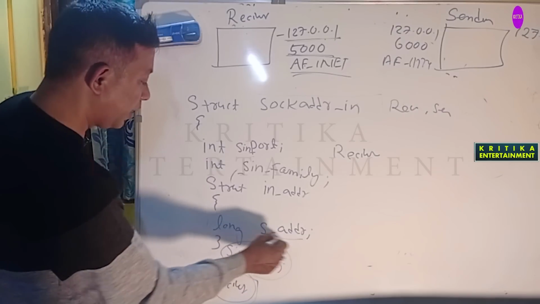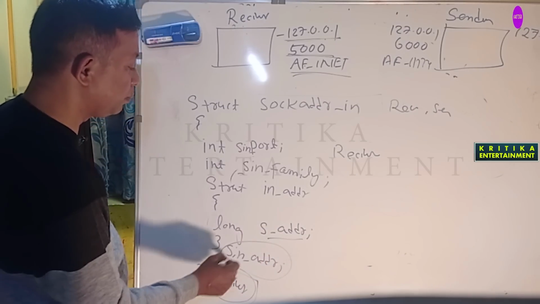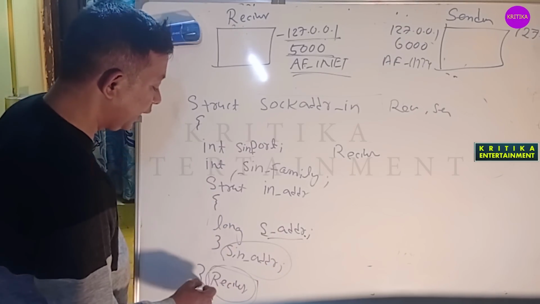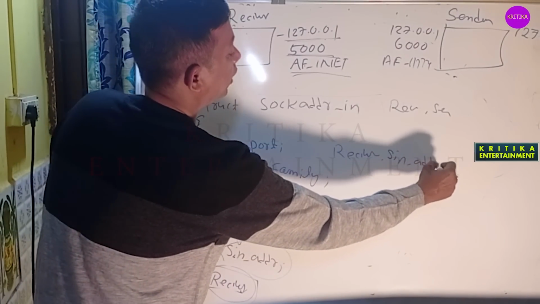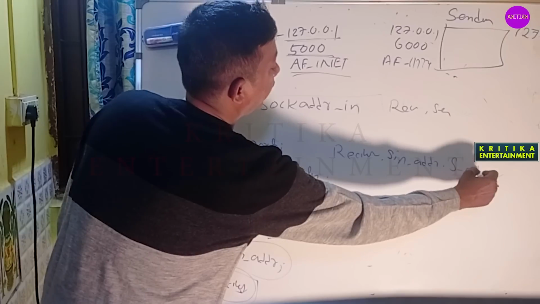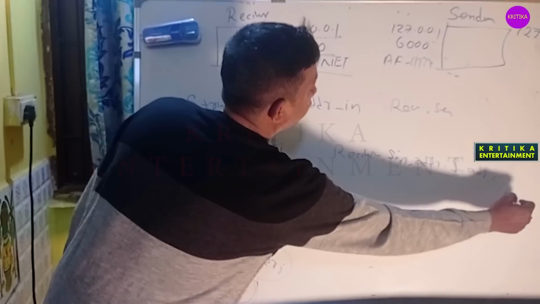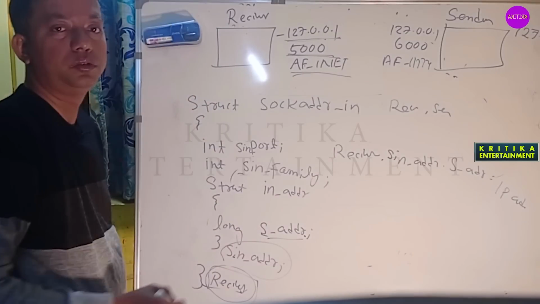How to access this variable? We cannot directly access receiver dot s_addr. We will write receiver dot sin_addr dot s_addr is equal to the IP address you can store.